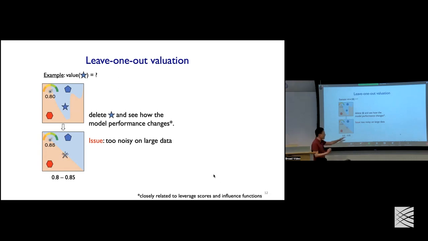It's hidden here, but it just says that this is actually related to what people in statistics call the leverage score or influence function. This kind of leave-one-out analysis has actually been done before, and it is often called by different names in different communities.